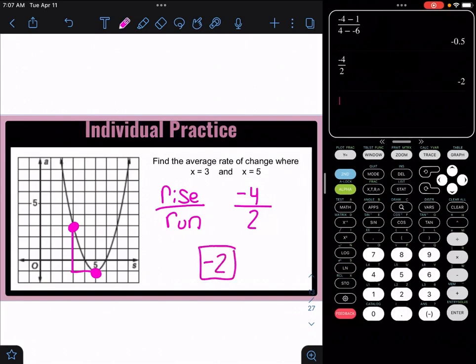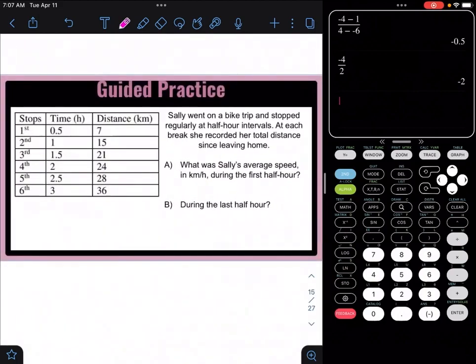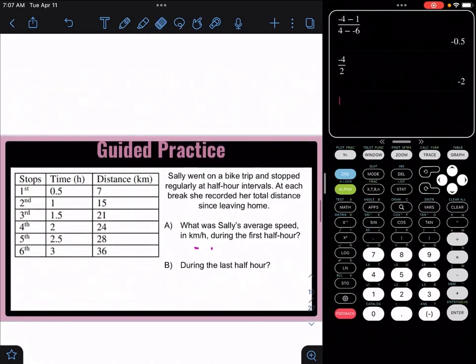All right, let's look at it again. Guided practice. Sally went on a bike trip and stopped regularly at half-hour intervals. At each break, she recorded her total distance since leaving home. What was Sally's average speed during the first half hour? First half hour means from 0 to 0.5. So that was my time. That's what should go at the bottom, because time is technically x and distance is y.